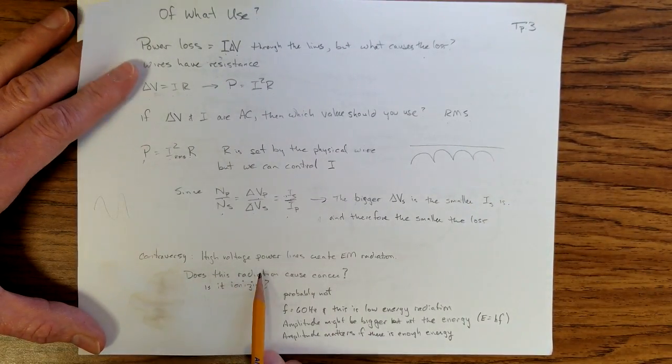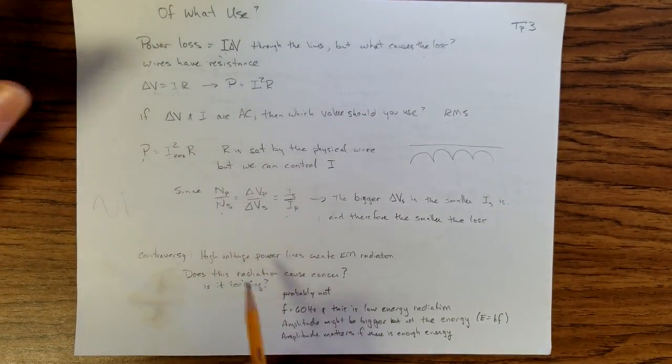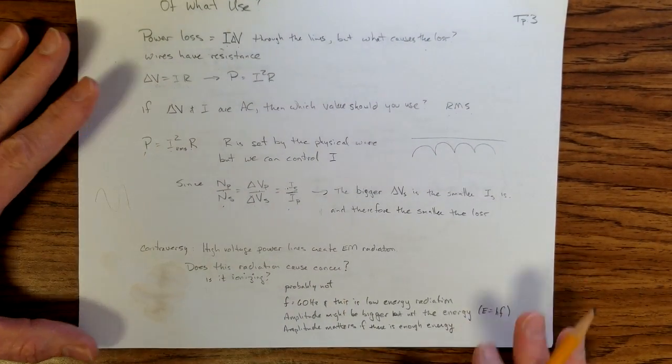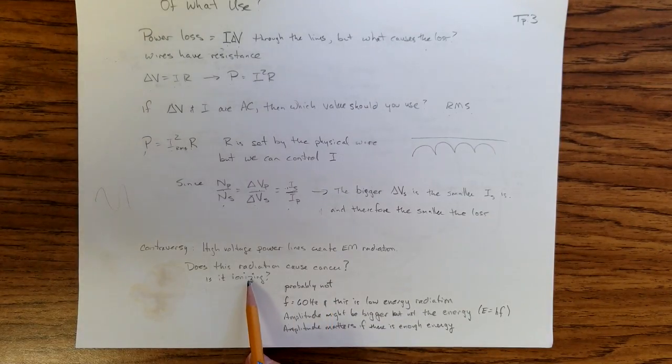Now the controversy is you really have these high voltage power lines now because you crank up the voltage in order to reduce the loss, and it does create electromagnetic radiation. So the question is, does it cause cancer? And the secondary question is really, is it ionizing radiation?